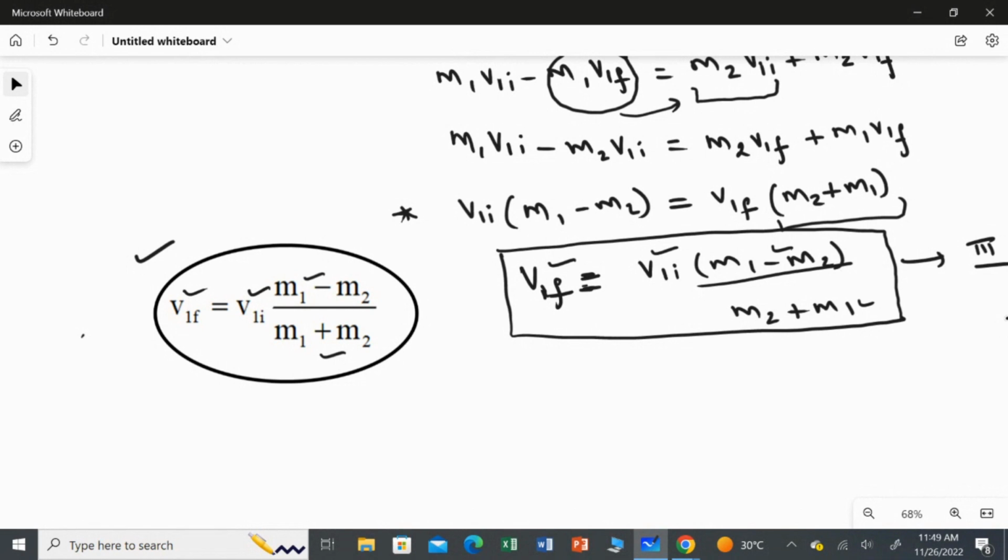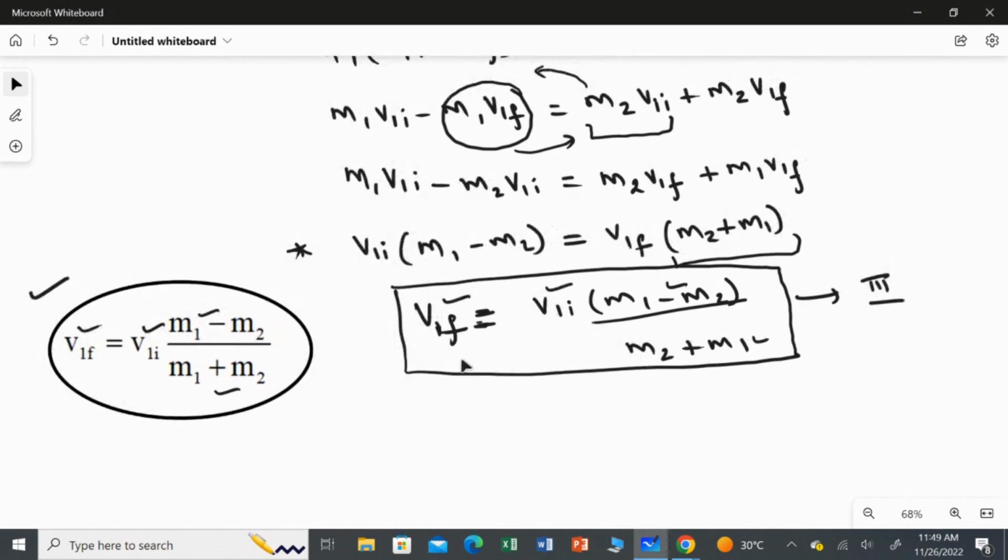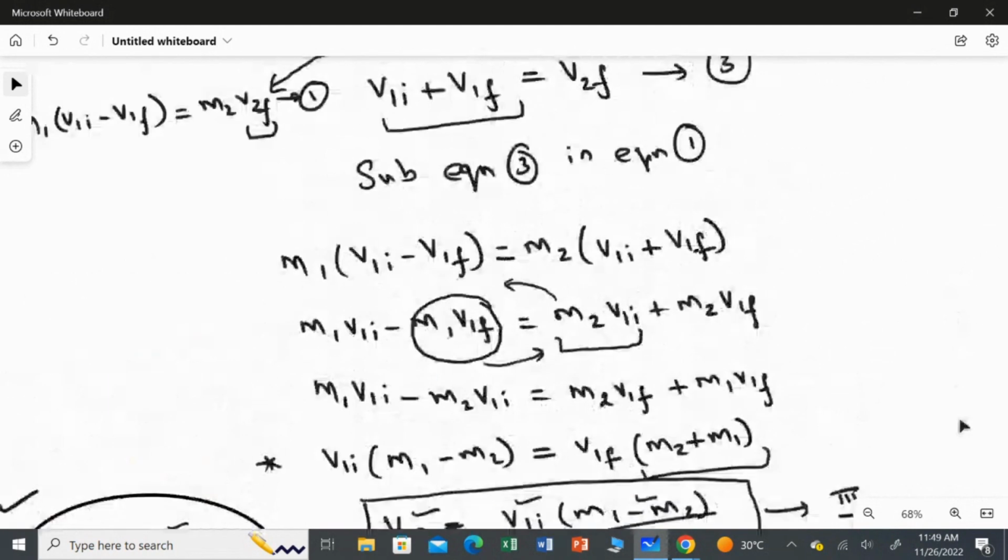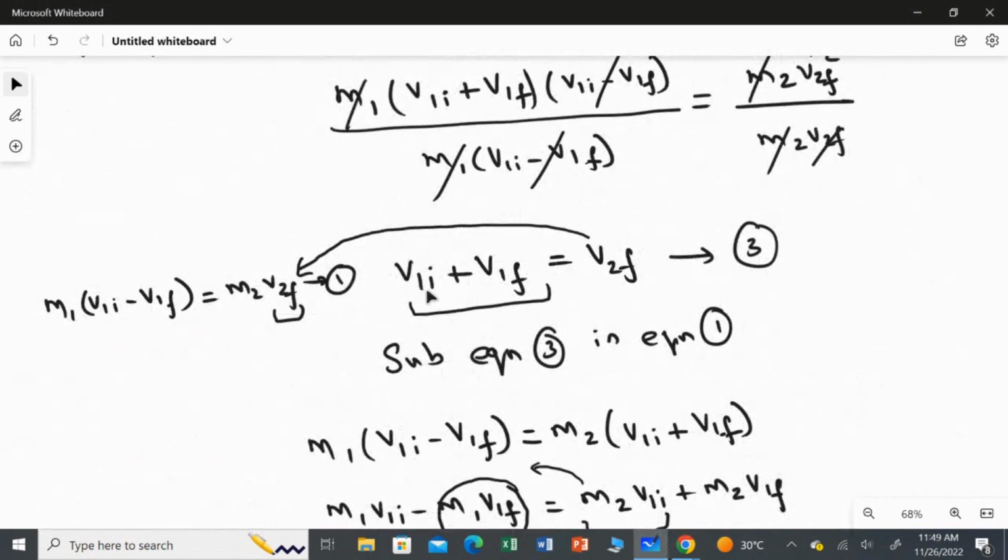So likewise, we have to find what is the final speed of the second mass. For that, I need this answer. So what I'm going to do, I'm going to substitute this big equation in our third equation. What is our third equation? We have to go back. So this is our third equation, right?